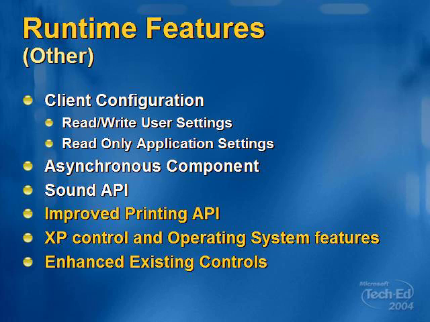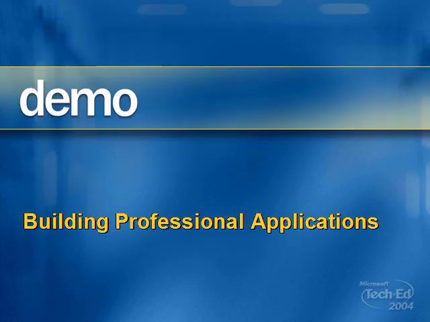We've improved our printing API. We've made it much easier for you, if you're a control author, to create controls that expose themselves to theming or are capable of being themed. And we've done a lot of enhancements to our existing controls. This is really a 2.0 version. We've done many more enhancements than I could actually go over in this 1-hour talk. So with that, I'm going to get right to a demo.